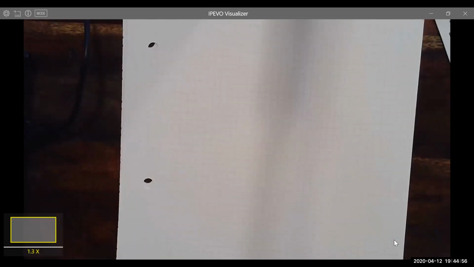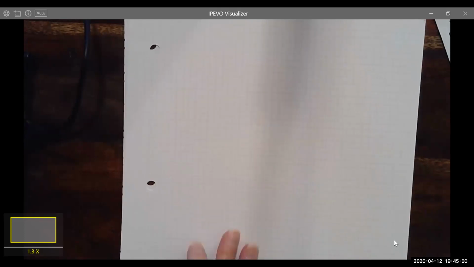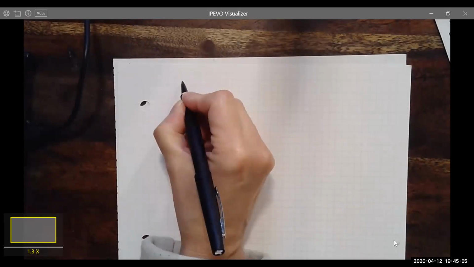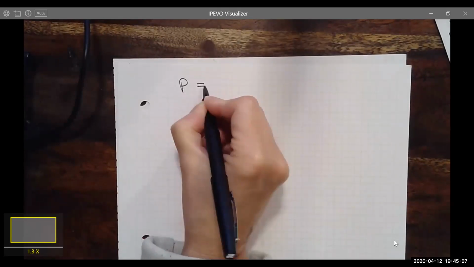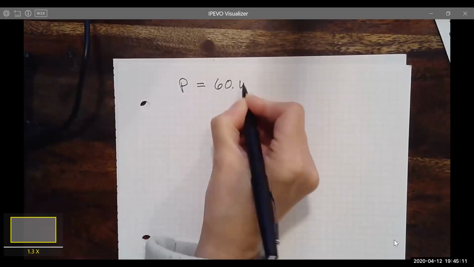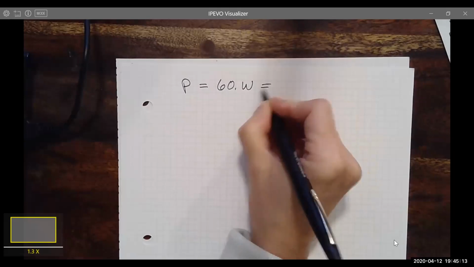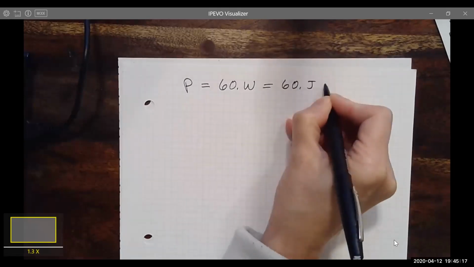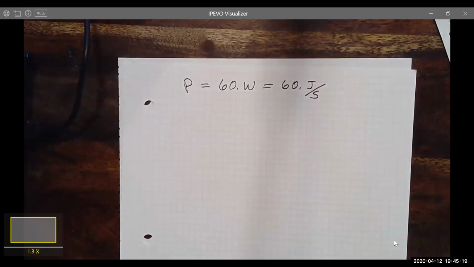Okay, so in this problem, again, let's talk about what we have. We know that we have a power of 60 watts, and they told us that watts is just an abbreviation for joules per second. So that's 60 joules per second that this light source is putting out.